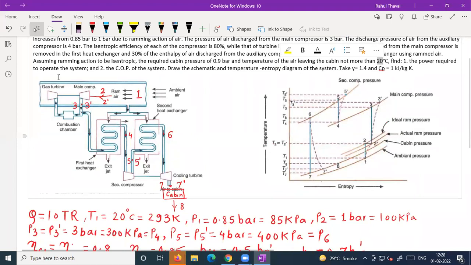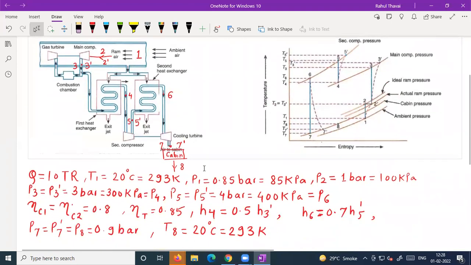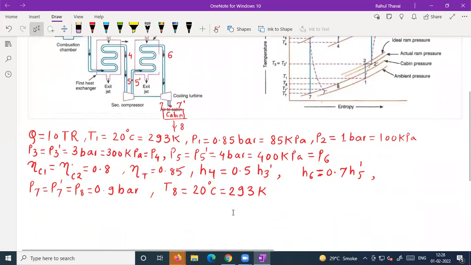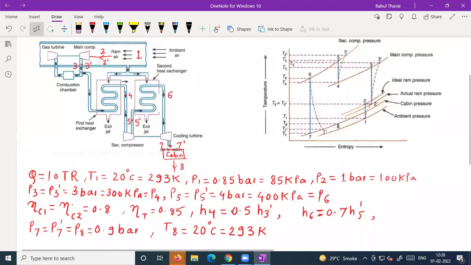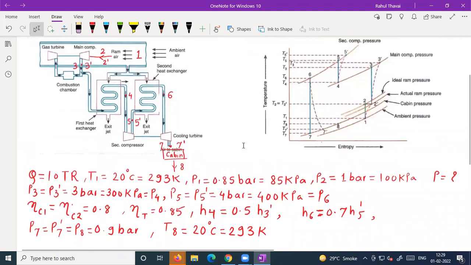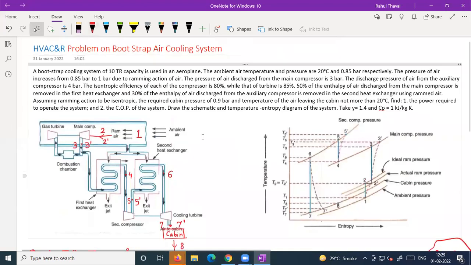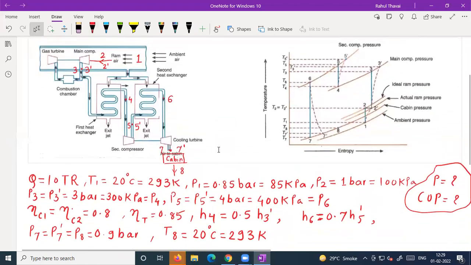Find first the power required to operate the system. That means they are asking to calculate the value of power P, the term they are interested in. Then the COP of the system. They are asking to calculate the COP of this system. So these are the things which they asked. Have you understood the problem?